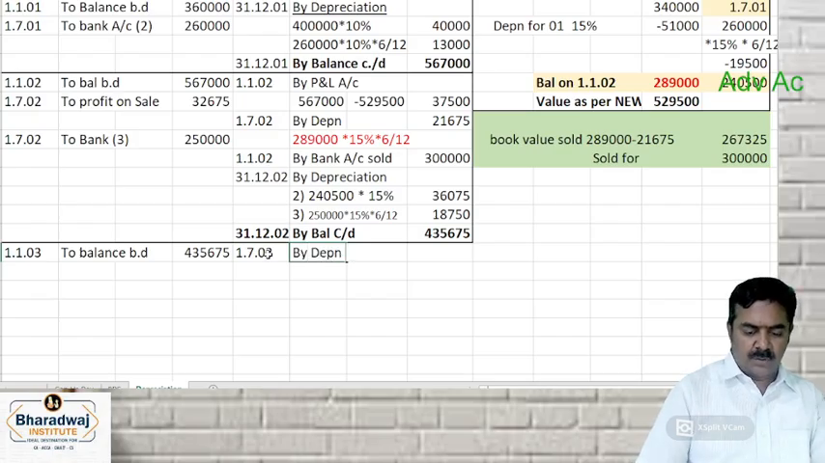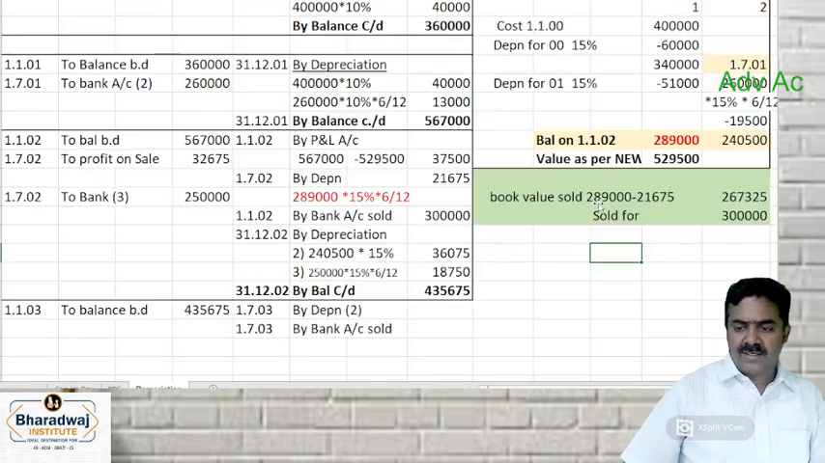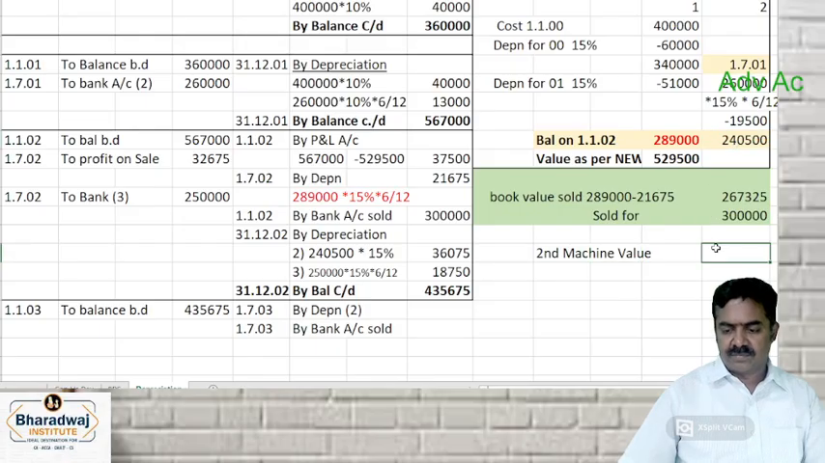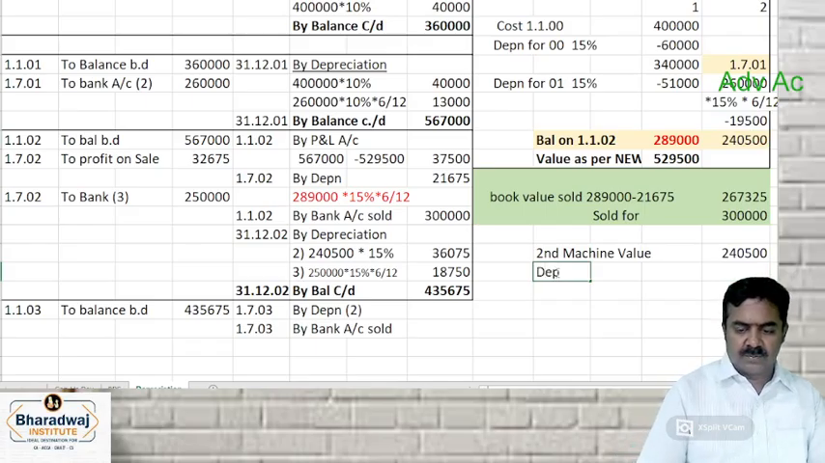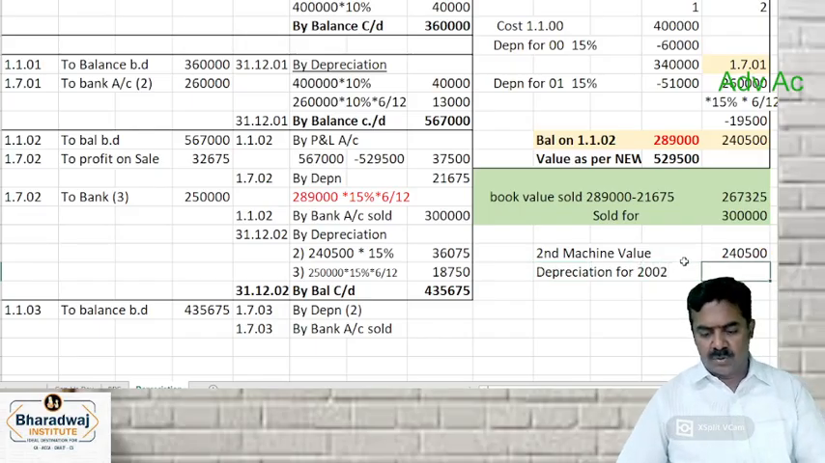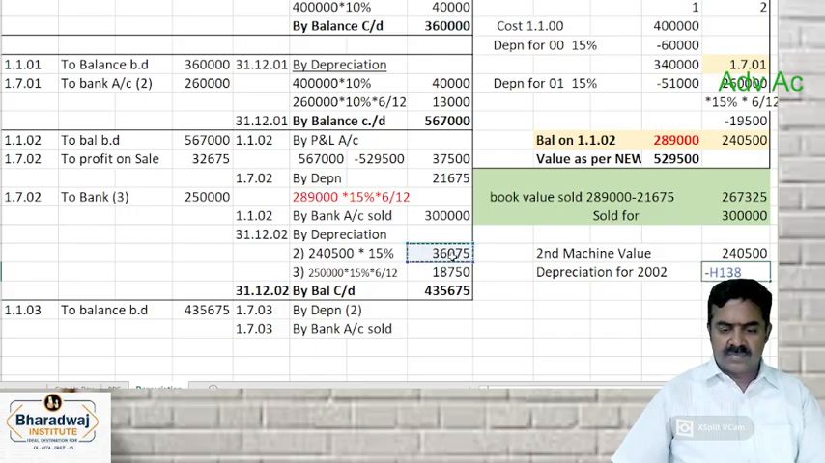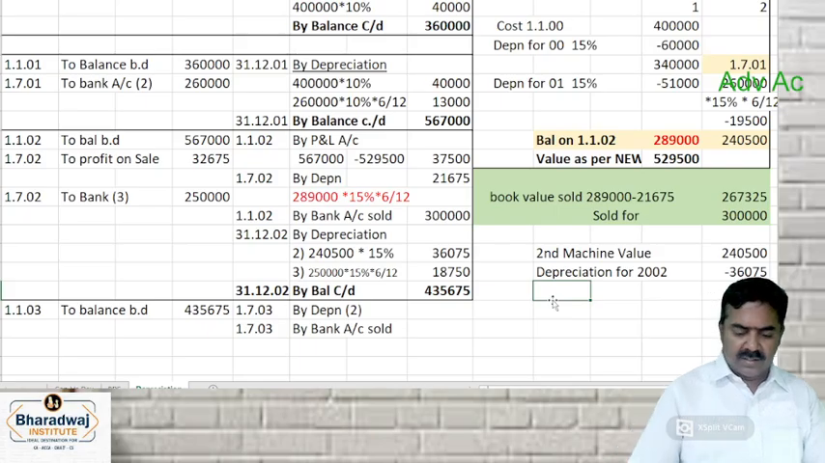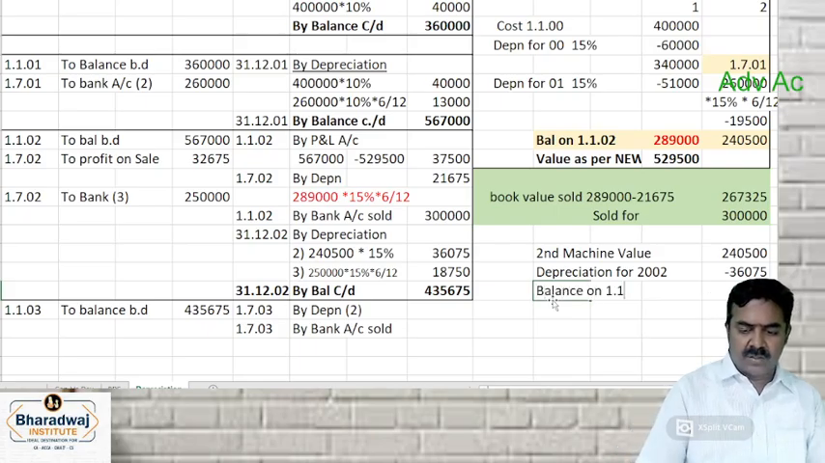By depreciation, we have to put for the second machine. Then 1/7/2003, record the sale. How much depreciation will come? See the value of the second asset. We have just worked this out here: 2,40,500, then depreciation was provided. Depreciation for 2002, we have now worked out 36,075. Balance on 1/1/2003 will come.